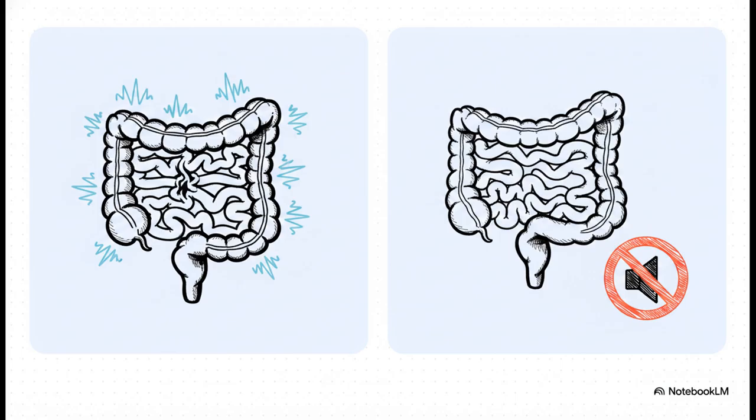High-pitched, tinkling sounds point straight to an SBO, because the gut is desperately trying to push against a physical barrier, usually adhesions or a hernia. But a completely silent, distended abdomen? That suggests a paralytic ileus, which is a functional failure often driven by bad electrolytes or a recent surgery.